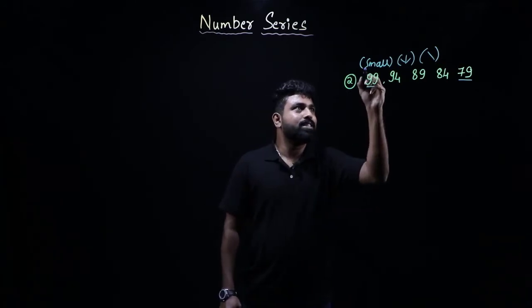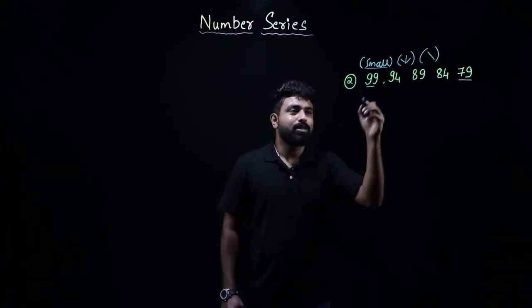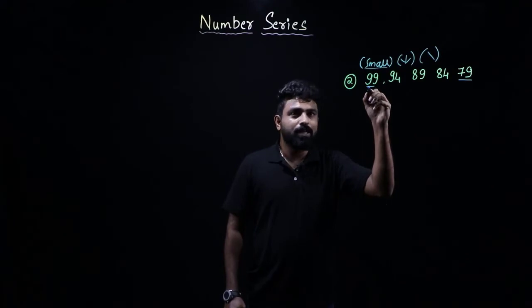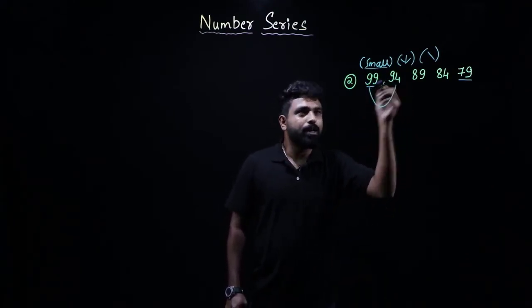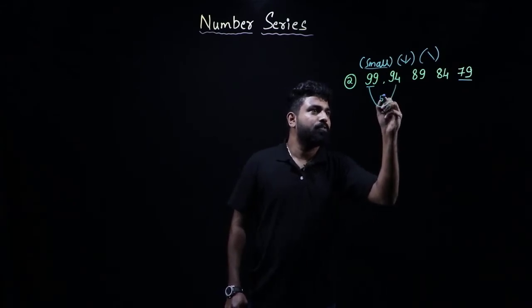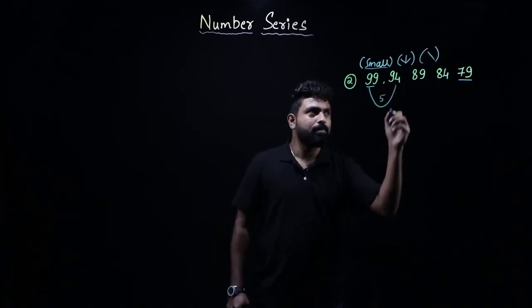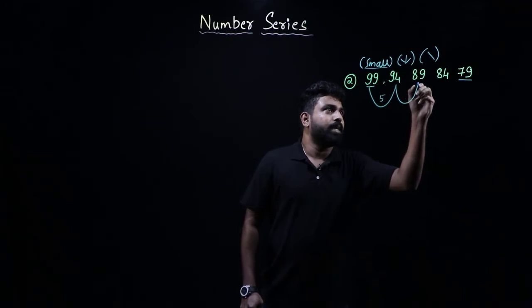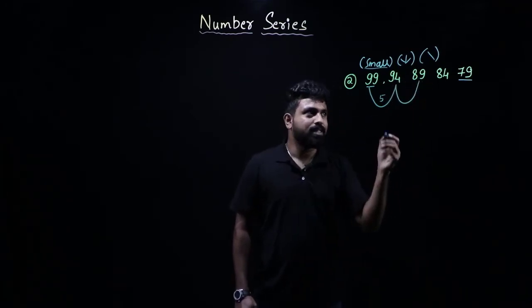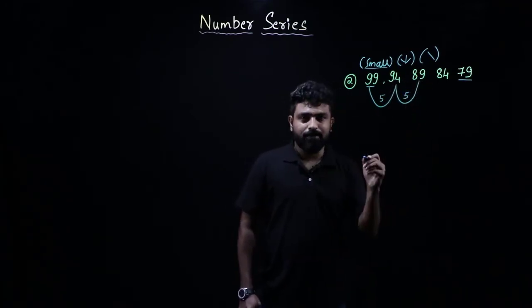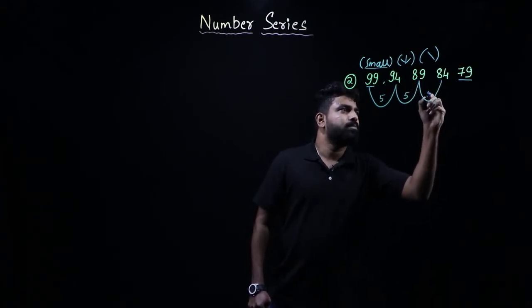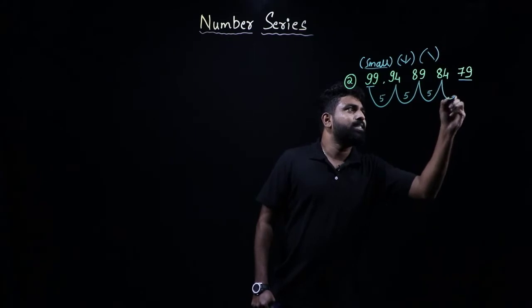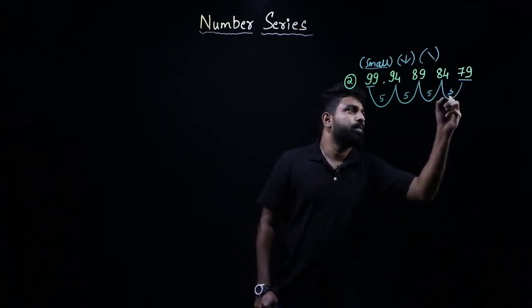So when you know the difference is very small, what do you do? You start taking the difference. Take the difference between the first term and the second term. What is the difference here? 99 and 94. So the difference here is 5. What about second term and third term? 94 and 89. What's the difference here? The difference here again is 5. What about 89 and 84? Again the difference would be 5. What about 84 and 79? Again the difference is 5.